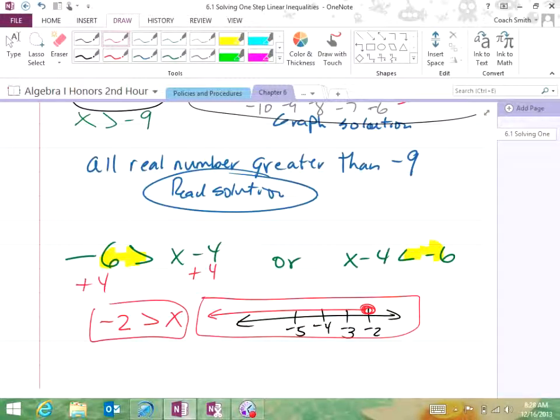Caleb, so when it says solve the inequality, x is less than negative 2, versus negative 2 is greater than x, both are solving the inequality? Correct. Yeah, that is your solution to that expression.